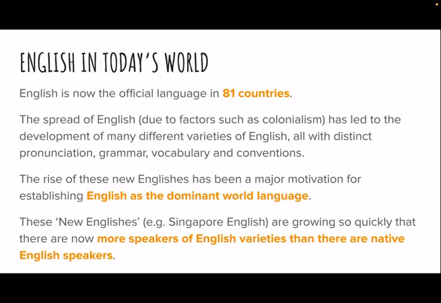Okay, English is now the official language in 81 countries. The spread of English, due to factors such as colonialism, has led to the development of many different varieties of English, all with distinct pronunciation, grammar, vocabulary, and conventions. The rise of these new Englishes has been a major motivation for establishing English as the dominant world language. These new Englishes, for example Singapore English, are growing so quickly that there are now more speakers of English varieties than there are native English speakers.